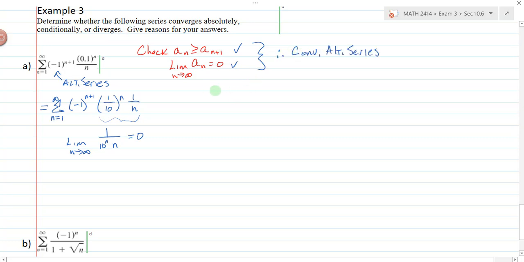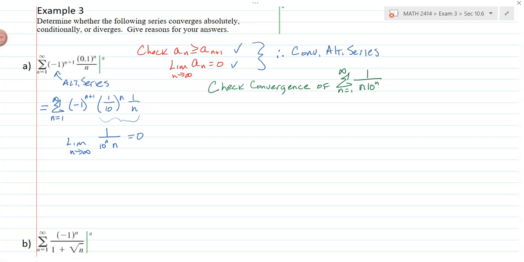Because the series converges, I then need to check the convergence of this series. And I think it's easier to see if I write it as 1 over n times 10 to the n. Do you see that this series is just this series without the -1 raised to a power? That 0.1 to the n is 1/10 to the n, so there's my 1/10 to the n, and then divided by n, so I keep that in the denominator. How can I check the convergence of this series? What can I try? Do y'all remember the ratio test?